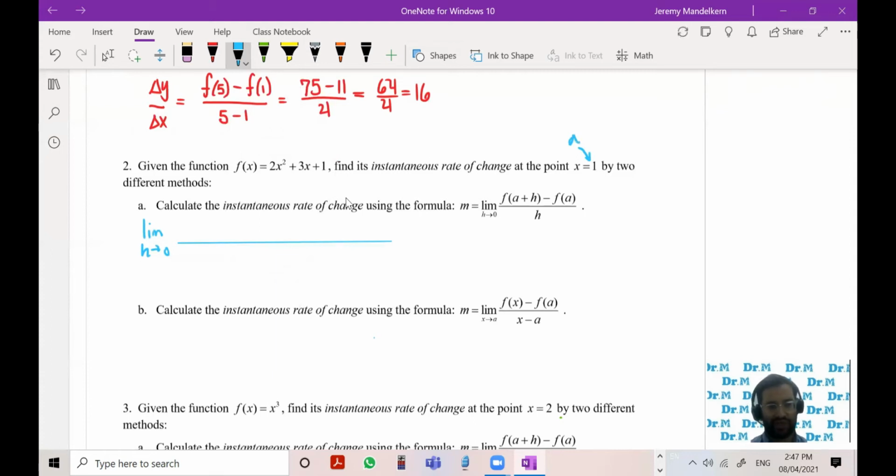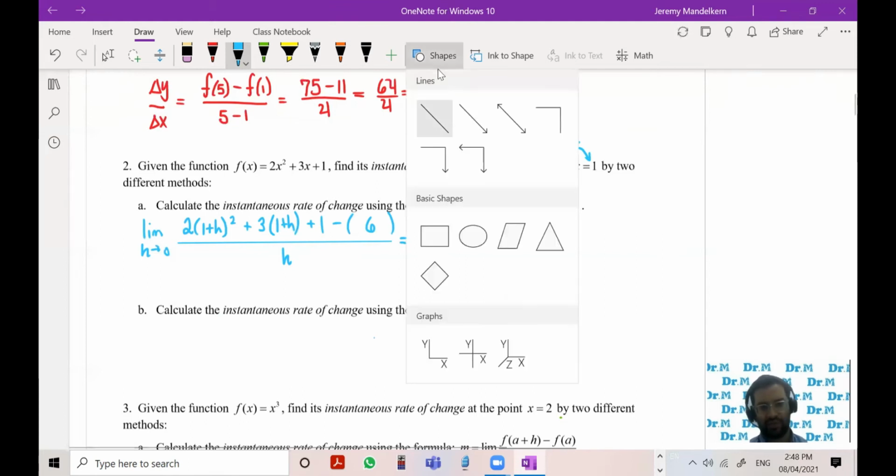So we get then the quantity 2 times (1 plus h) squared plus 3 times (1 plus h) plus 1. And we are to subtract f of a, which by inspection is nothing but f of 1, which is 6. In the denominator, we have h. Next, we'll simplify so we can perform some algebraic operations in the numerator, squaring out the (1 plus h), distributing the 2 into that result, distributing the 3 into the (1 plus h).